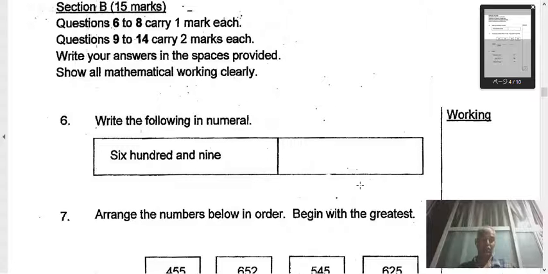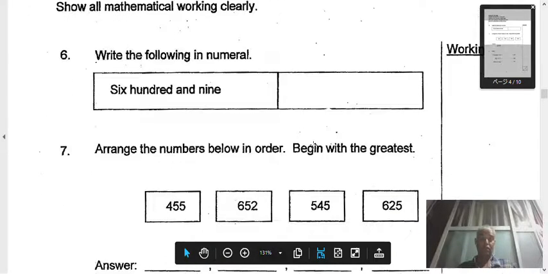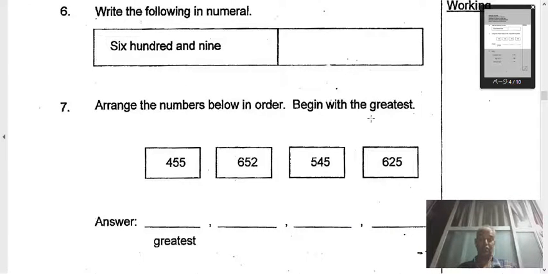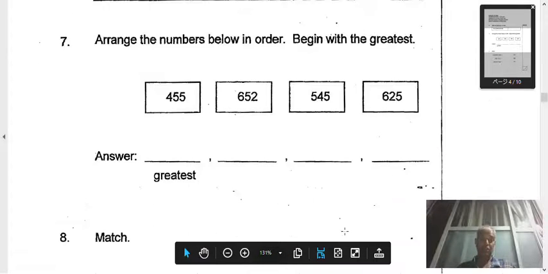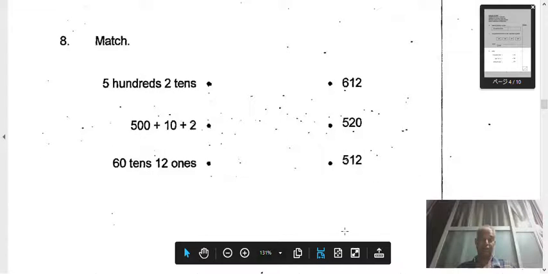So this is section B, that is for 15 marks. Questions 6 to 8 carry 1 mark each, and 9 to 14 are for 2 marks each. So write the following in numerals. So you have to write, and then arrange the following numbers in order. Begin with the greatest. So you have to see which one is the greatest one, and you will write it here. Okay. So next question is match the following.